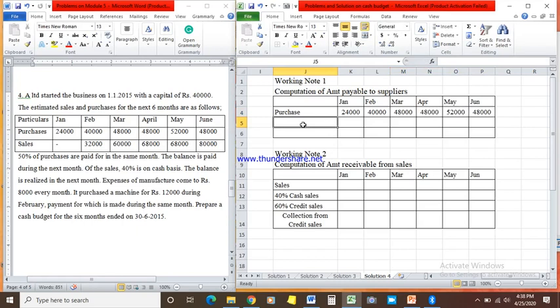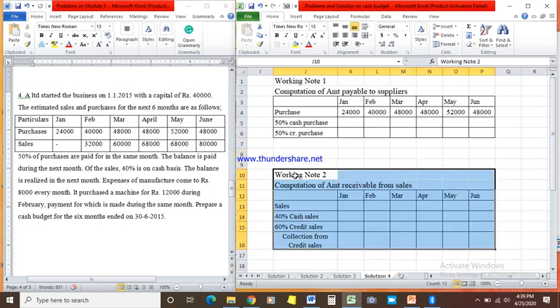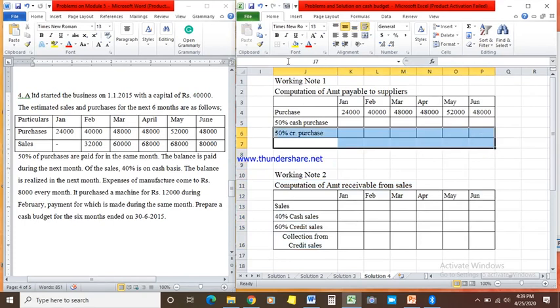Now out of this, 50% is cash purchase, which is paid in the same month. 50% is credit purchase, and the payment for this credit purchase is going to be done in the next month. So I'll just push this one or two rows down.